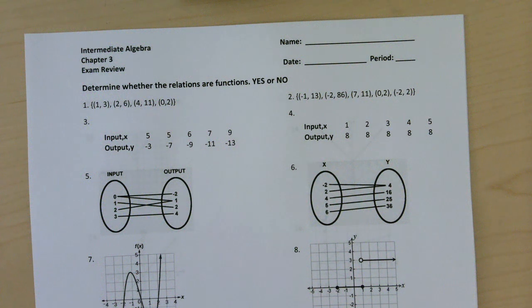Okay, we're going to have a Chapter 3 exam in the next couple days, so you need to make sure we understand these questions. Okay, so in Chapter 3, we learned what a function is. A function is just a set of inputs and outputs, but every input can only have one outcome.